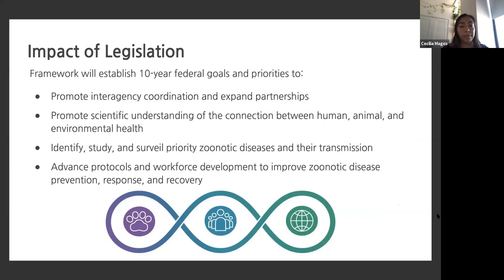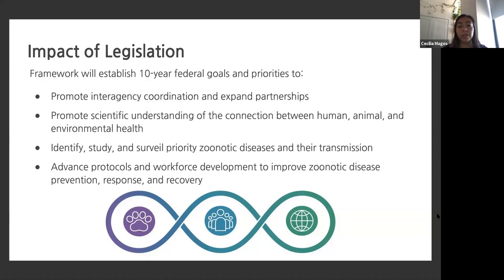This is why the Advancing Emergency Preparedness Through One Health Act will work to establish 10-year federal goals and priorities to promote interagency coordination and expand our partnerships, to foster scientific understanding of the interconnectedness between human, animal, and environmental health, identify, study, and surveil priority zoonotic diseases and their transmission pathways, and finally, to advance protocols and workforce development to improve our prevention, response, and recovery.